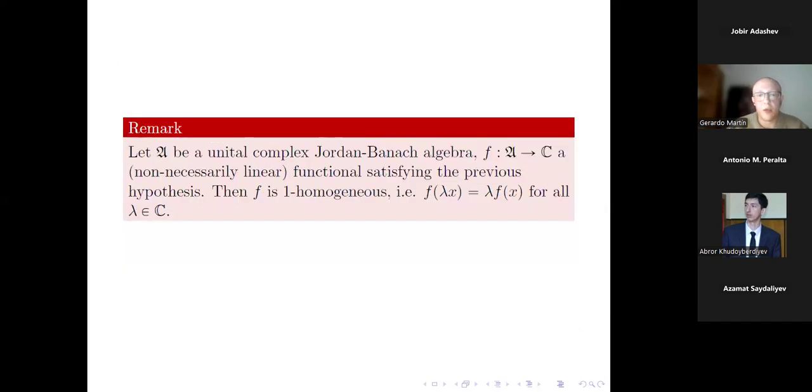Finally, another remark about this result is that when we consider a map F satisfying the previous hypothesis, we obtain that F is one homogeneous also.